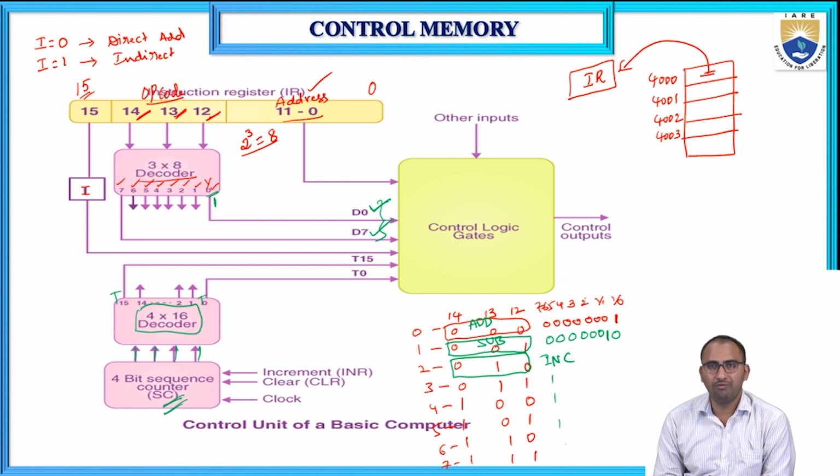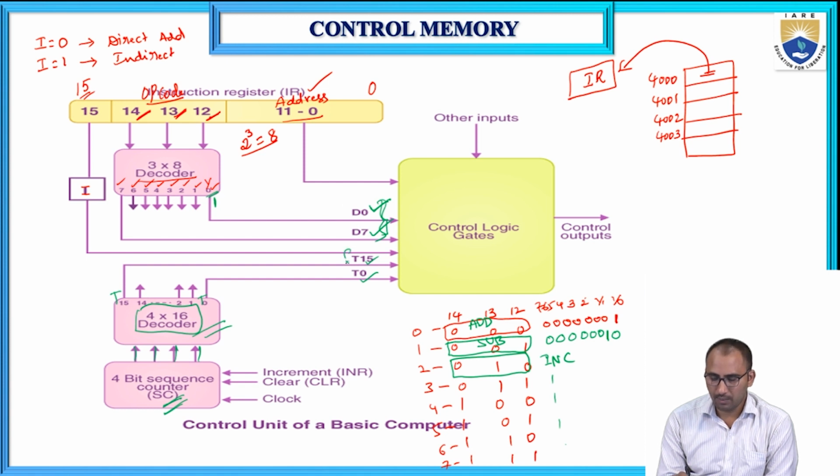In order to perform any operation, we require these timing and control signals. The control signals are generated using the 3 by 8 decoder, and the timing signals are generated using the 4 by 16 decoder, which will generate T0 to T15. So these are the timing signals, and these are the control signals.